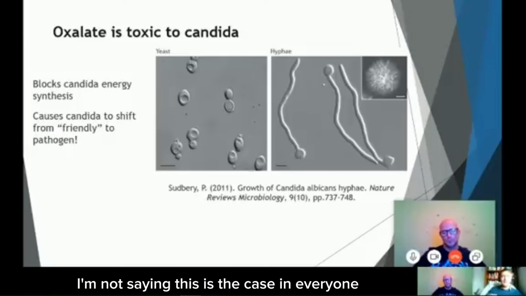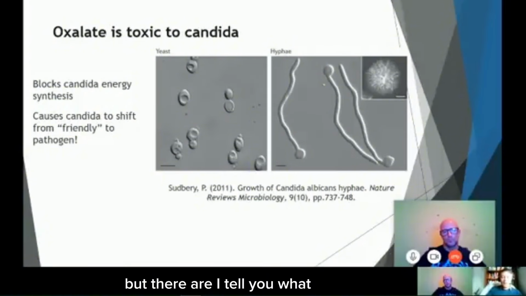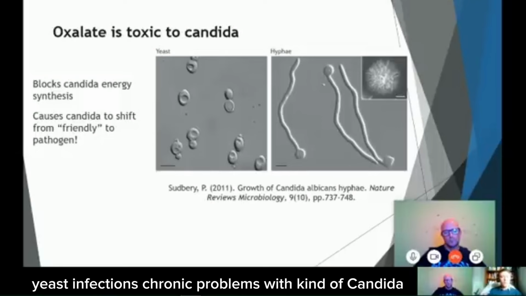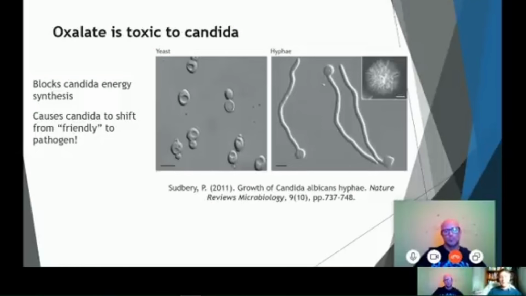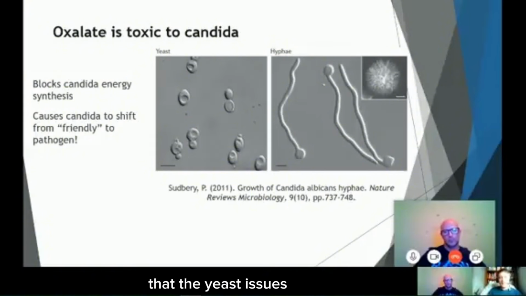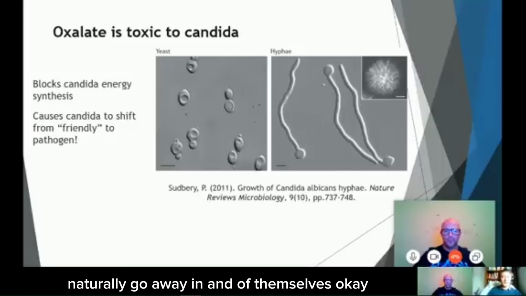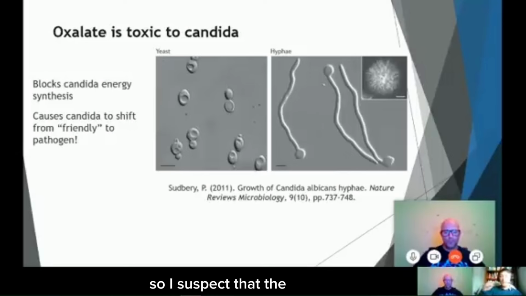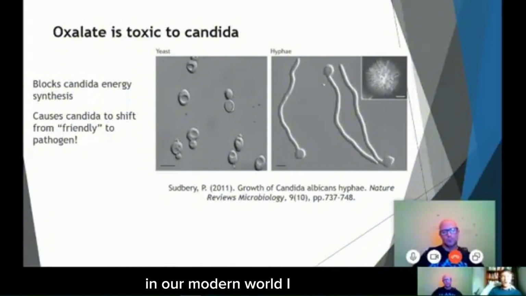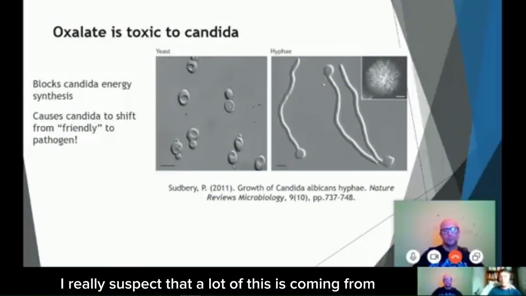Now, I'm not saying this is the case in everyone, but I tell you what, there are hundreds, if not thousands, of anecdotal accounts of people who have had chronic yeast infections, chronic problems with candida, and they find that when they start reducing oxalate in the diet, the yeast issues naturally go away in and of themselves. Okay, so I suspect that it's really quite common to have yeast issues in our modern world. I really suspect that a lot of this is coming from oxalate in the diet.